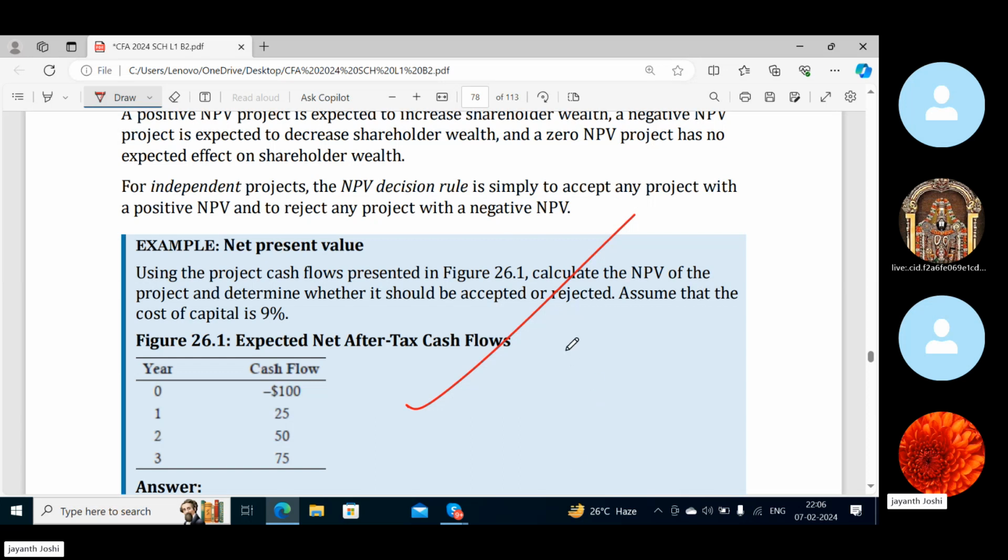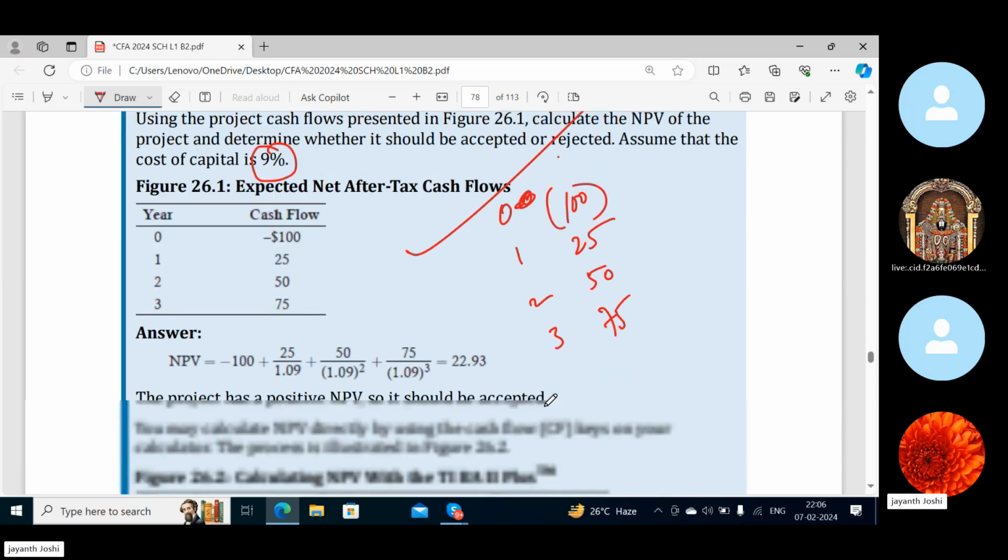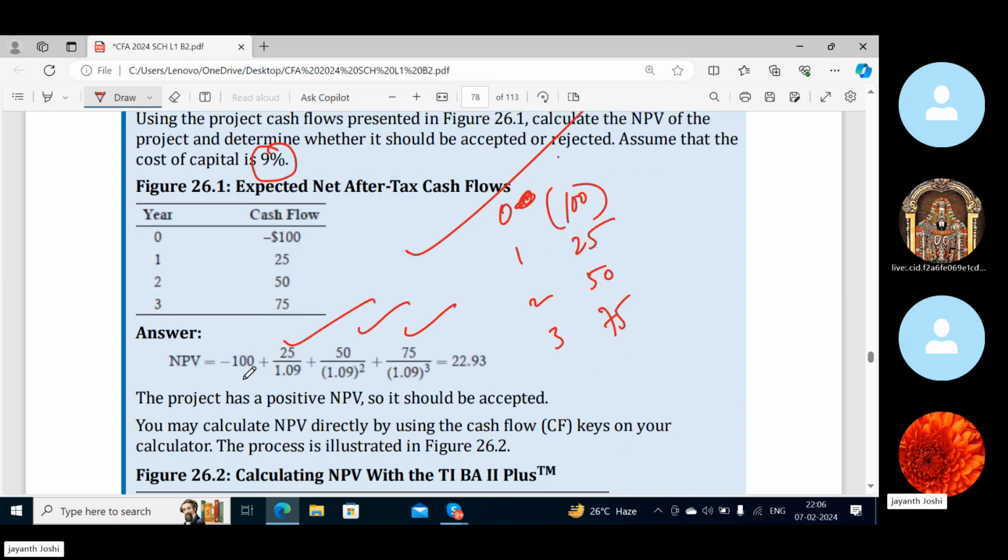So what you have done: $100 in the beginning, the 0th period. This is the investment you have done. First year, second year, third year. The cost of capital is 9%. So the cash inflows you have got are 25, 50 and 75. That's what they have taken. And the discount rate is 9%.